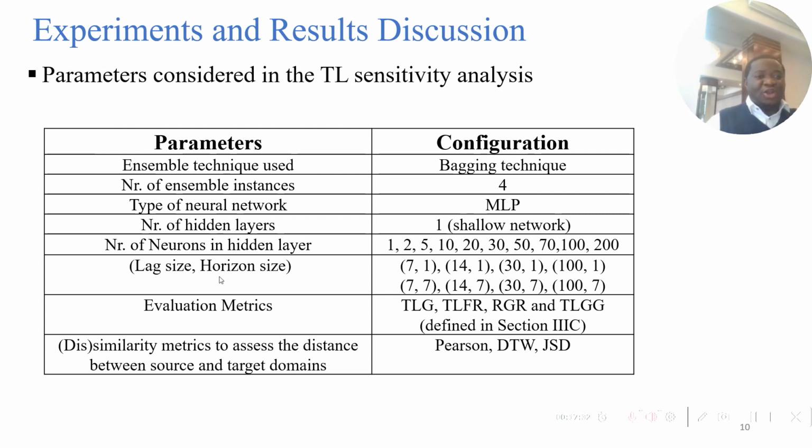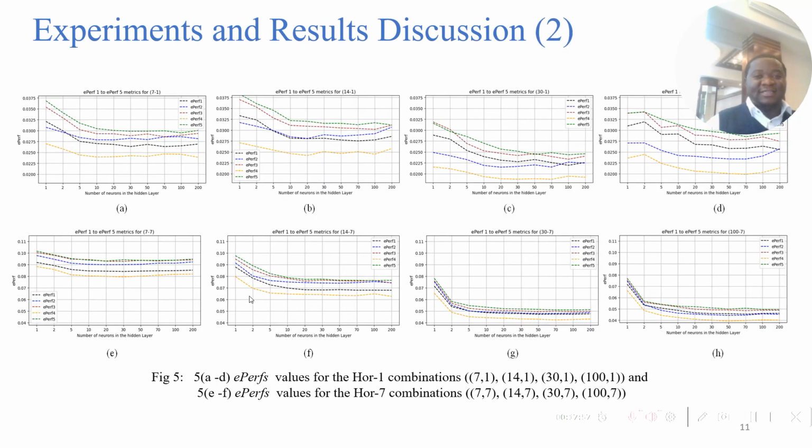And we are also varying the lag and horizon sizes. You can see the values here. Obviously we are evaluating our work based on the metrics that we have suggested, which I explained not so long ago. The similarity measure that we are mainly using is the Pearson distance, to calculate the similarity between the source and the target data set. Okay, I'll go through the results quickly.